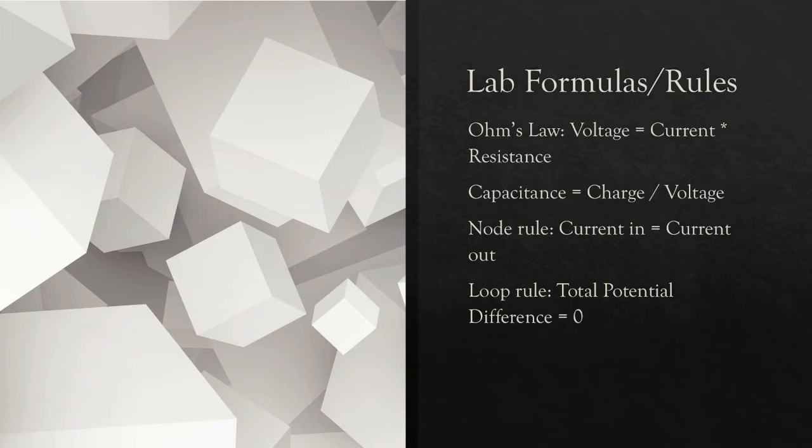current times resistance. Capacitance is equal to charge divided by voltage. The node rule, which means that the current in is always equal to the current out. And the loop rule, which means that the total potential difference in a loop is always zero.